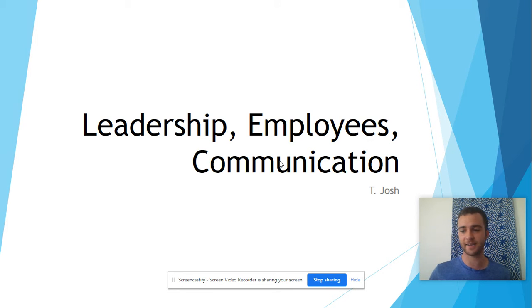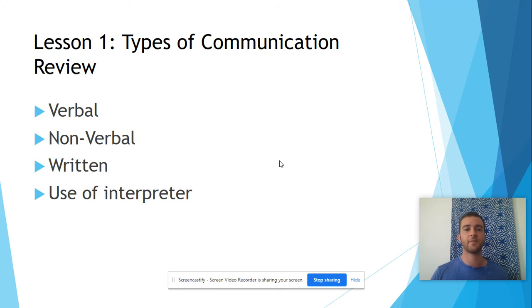And we'll be looking at lots of different ways how we can communicate to our employees, how we make sure employees are doing a good job and creating the best experience for the guests as possible. But for this lesson, I want to review something we talked a lot about last semester, which is the types of communication. Remember, we have 4 types of communication. We have verbal, nonverbal, written, and a use of interpreter.